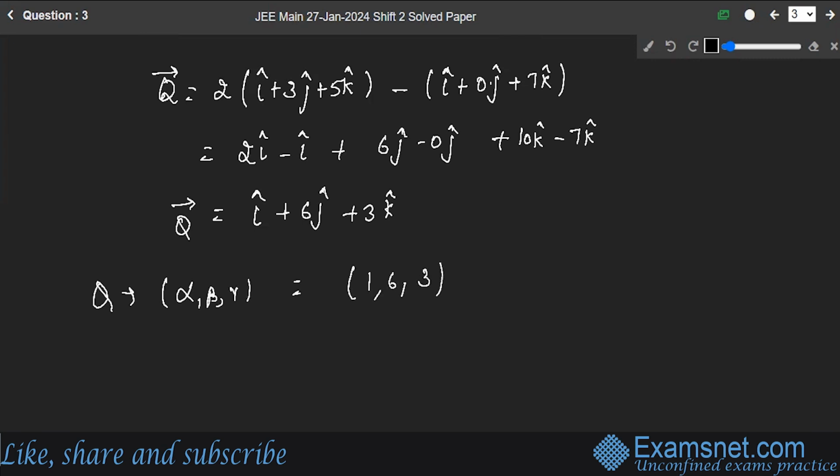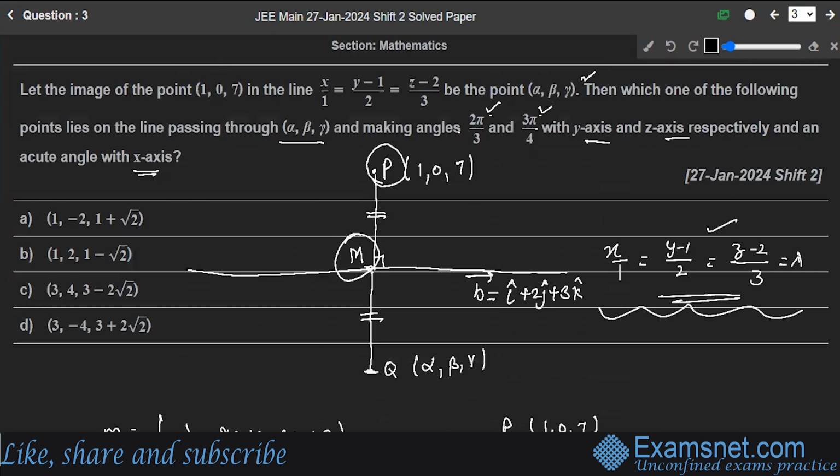Okay, now the required line. Now let's move to the gamma. I have already solved this alpha, beta, gamma. This comes out to be 1, 6 and 3. Now the second part: the following points will lie on alpha, beta, gamma, making these angles with the y and z axis.